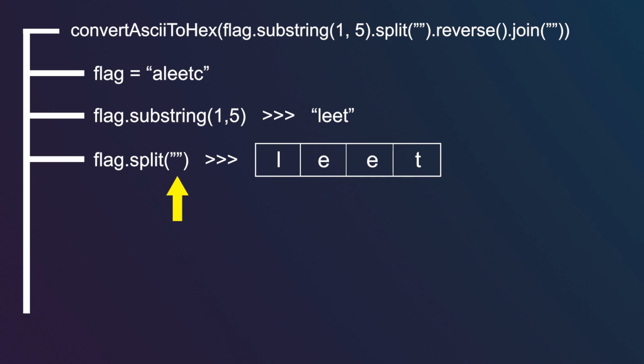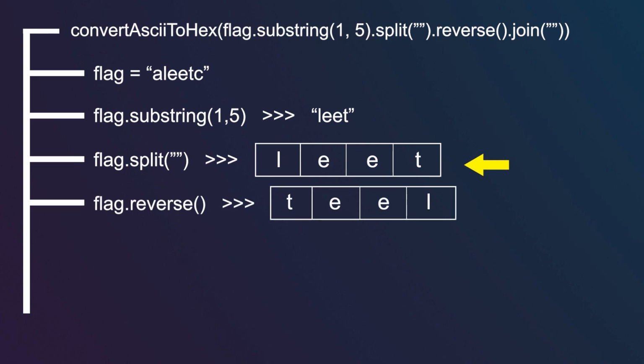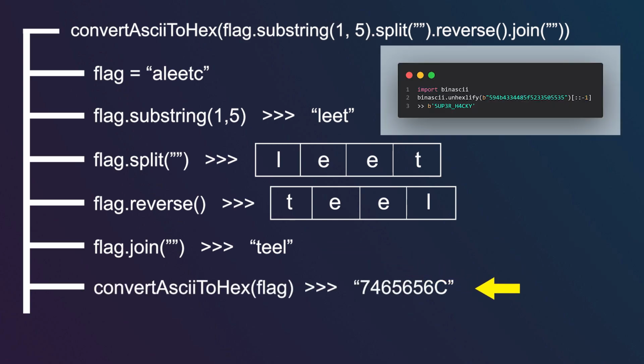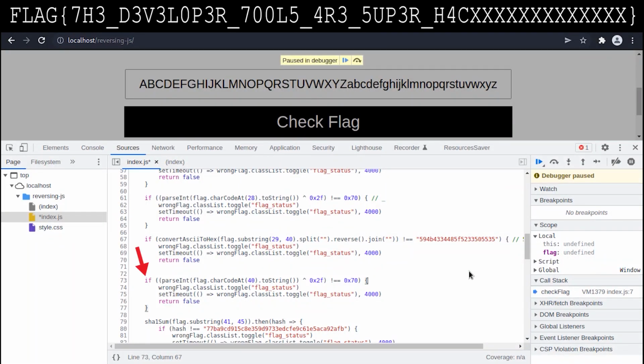After that, we call the split function on our substring. If there's no delimiter passed to the split function, it will split on every single character in our substring, which is the case here. Then we call the reverse function, which will reverse the elements in the array returned by the split function. And then we call the join function to join all the elements in the array into a string. Basically, all we're doing here is reversing this string, but JavaScript has an ugly abstraction of doing things, unfortunately. Lastly, we convert this reversed string to its hex representation. After that, we have another underscore.